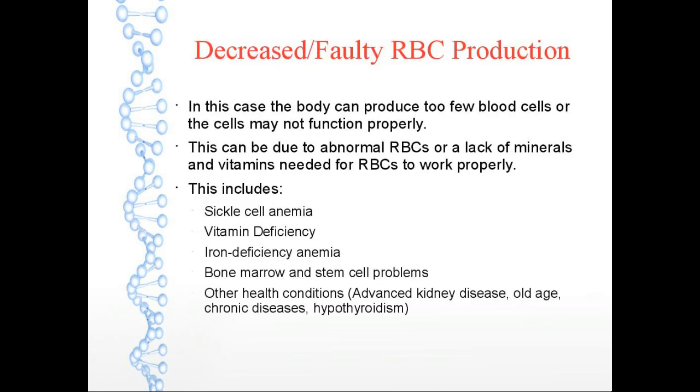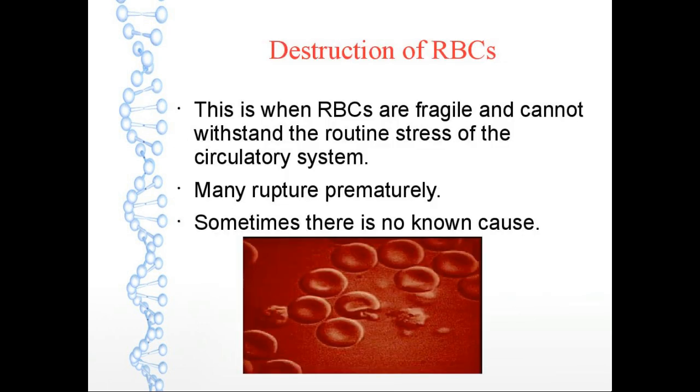In the case of decreased or faulty red blood cell production, the body can produce too few blood cells, or the cells may not function properly. This can be due to abnormal red blood cells or a lack of minerals and vitamins needed for red blood cells to work properly. This cause can be associated with sickle cell anemia, vitamin and iron deficiency anemia, bone marrow and stem cell problems, or other health conditions.